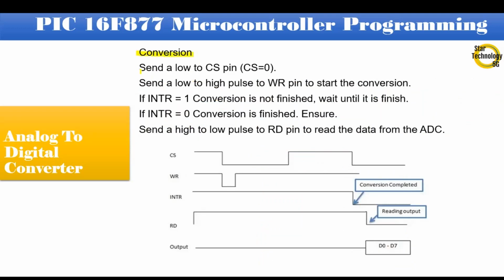Conversion. Send a low to the CS pin, CS equals 0. Send a low to high pulse to the WR pin to start the conversion. If INTR equals 1, conversion is not finished, wait until it is finished. If INTR equals 0, conversion is finished. Then send a high to low pulse to the RD pin to read the data from the ADC.